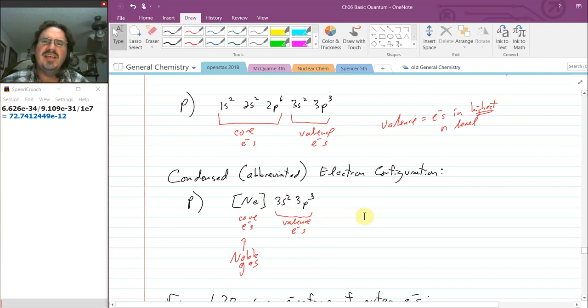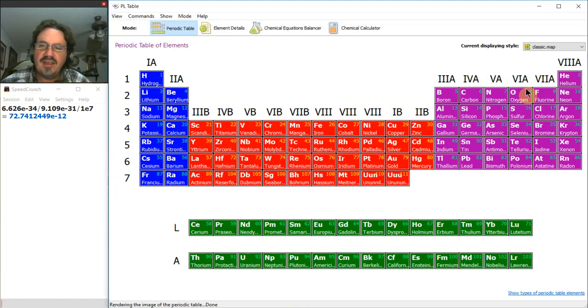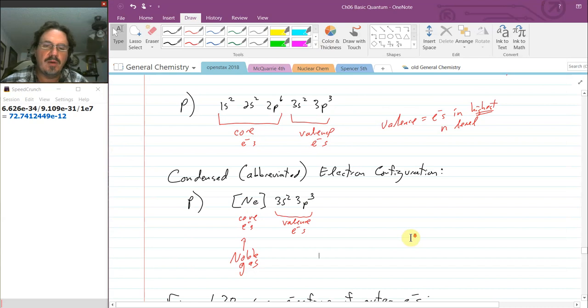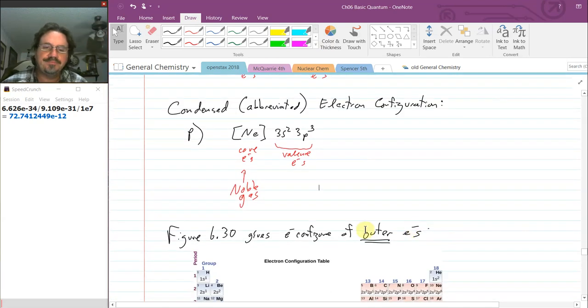When you write the condensed electron configuration like this, you always use one of these noble gases, one of them in that very last column, right? The noble gases to signify your core electrons. So I could put krypton in a square bracket, or helium, or neon. Any of these noble gases work just fine for talking about the core. All right.